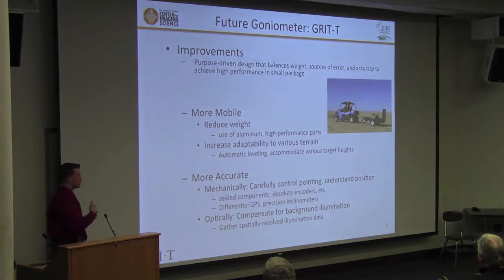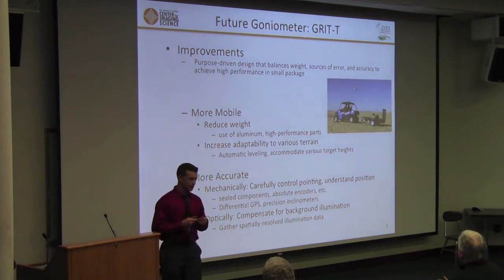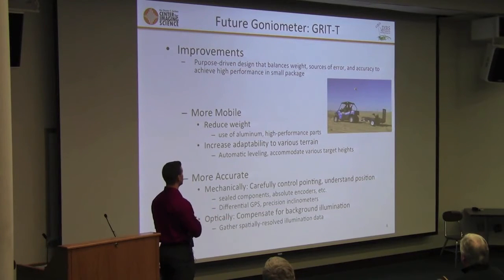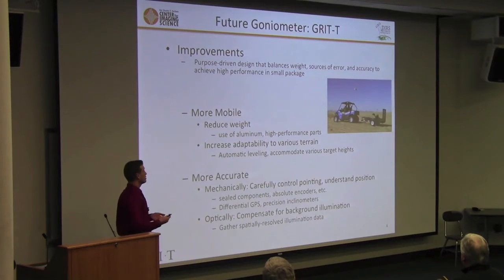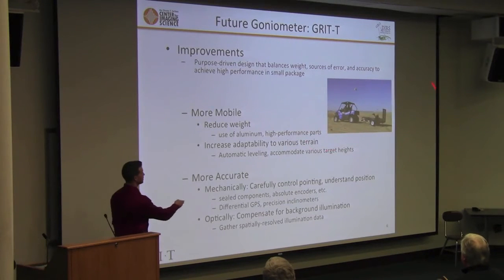So the future goniometer of RIT had a few things that it needed to do. Like I said, we started with improvements, and then from there we actually use that as a springboard to go into even new features as time permitted. So ultimately what we're trying to get is a purpose-driven design that balances weight and source of error, optical and mechanical accuracies to achieve a high-performance system in a very small package, something that we can take out in the middle of the desert, that we can pull behind an ATV, miles off of the nearest paved road.